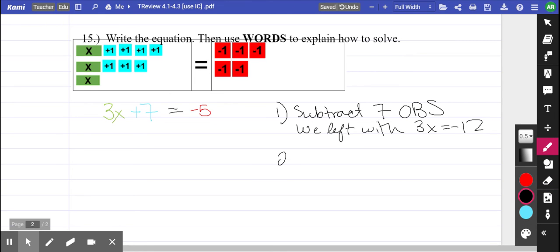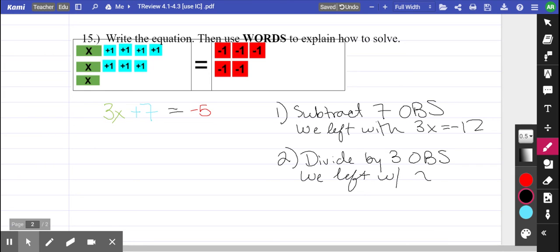Second step, so if this is what we're left with, we would have to divide by 3 on both sides. And when we do that, we're left with x equals negative 12 divided by 3 gives us a negative 4. Okay, you are going to have to know how to do this stuff, so please don't be using photo math. Please make sure you are trying and solving.